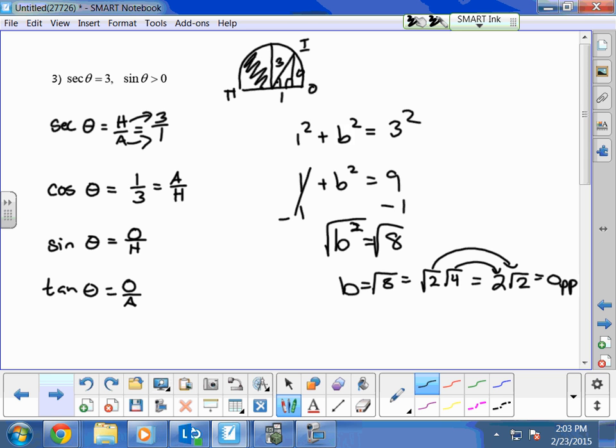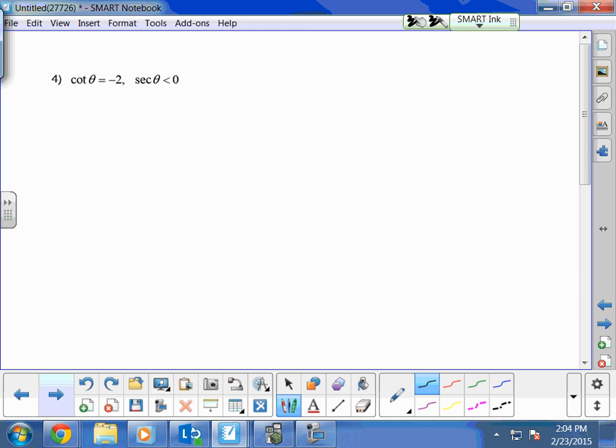Okay, so from here, hypotenuse I know is 3 on this. This is 2 square root of 2. And then from here, this is going to be the adjacent, which is 1. Opposite was 2 square root of 2. From here, now you could go ahead and use all your identity properties to solve this one. Okay, let's move forward with the review.